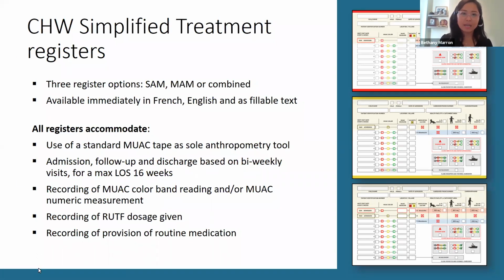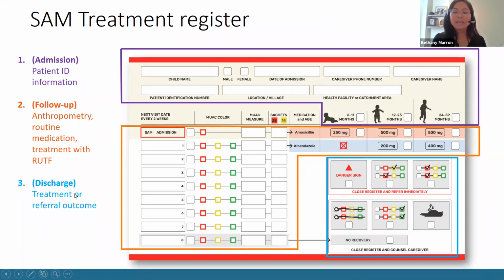Next slide. So here is a SAM treatment register as an example. But again, the 3 registers are very similar. They have the same sections. The section that I've outlined in purple is where the patient background information is recorded. So name, age, sex, location.